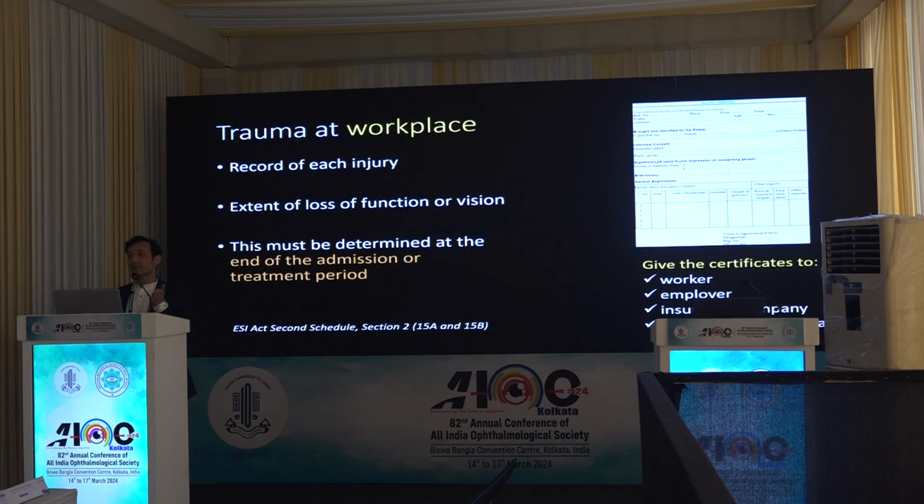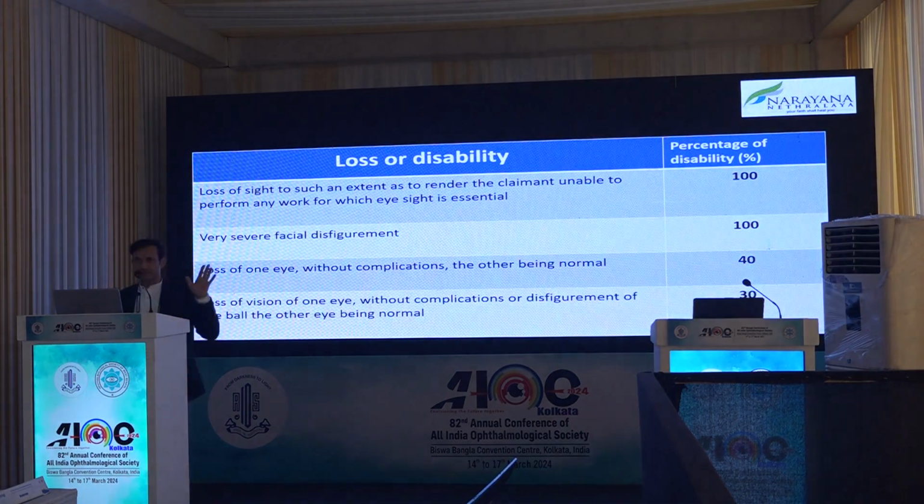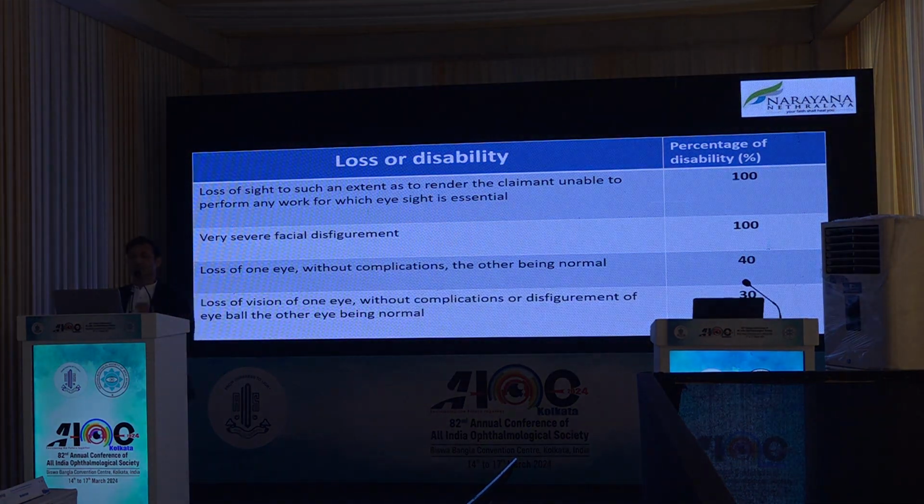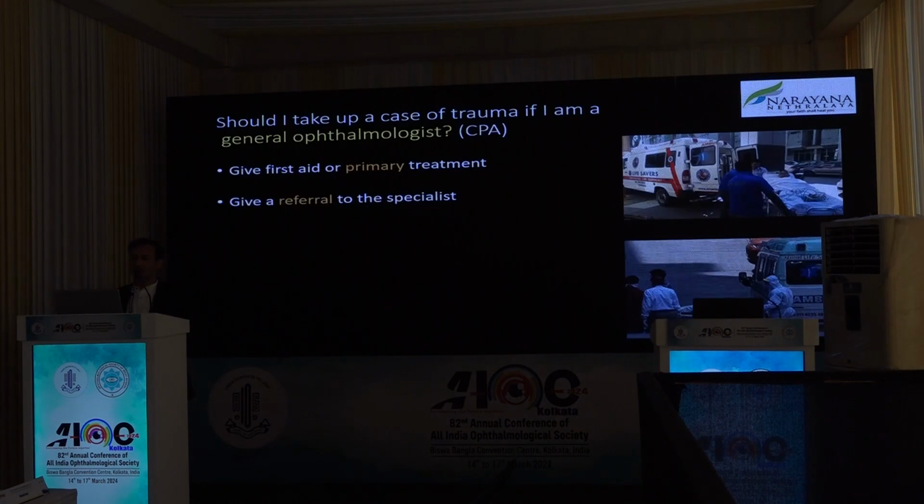So if you are asked to comment on how much visual loss the patient has, make sure you go back, see when was the patient last seen, whether the treatment was completed. If not, don't give the certificate, say it's pending, call back the patient, reevaluate, reassess, and only then give the certificate. This is roughly the disability. So loss of sight goes all the way up to 100%, and loss of one eye could be 40%. These change depending on whether you're looking at NPCB or law, but this is roughly what can be done.